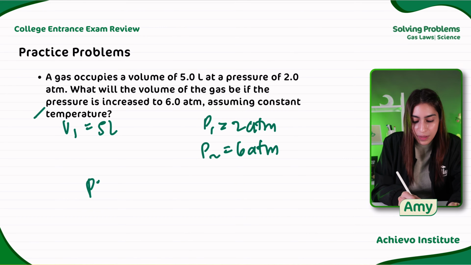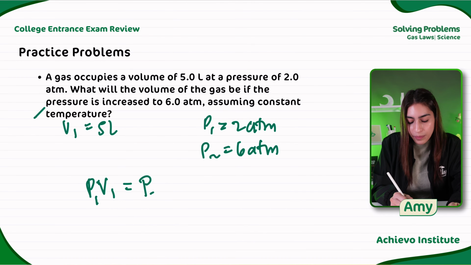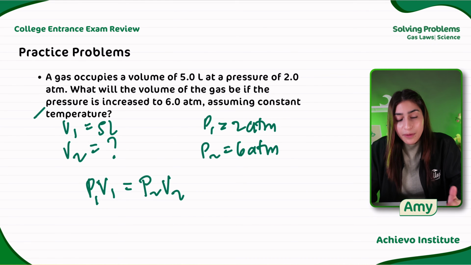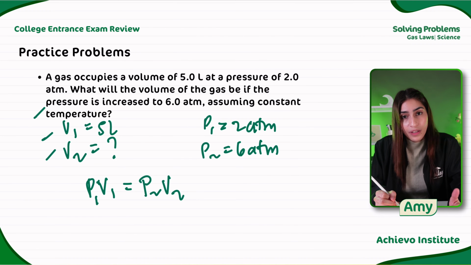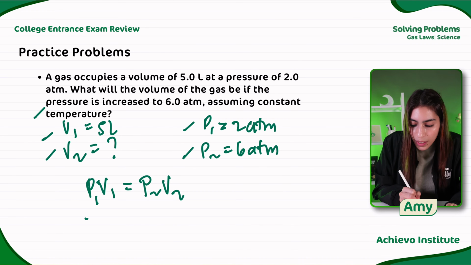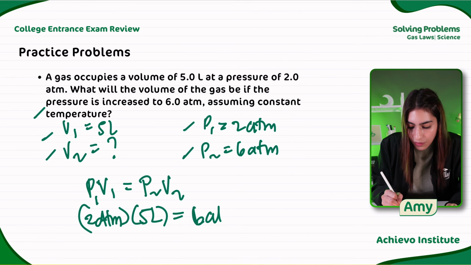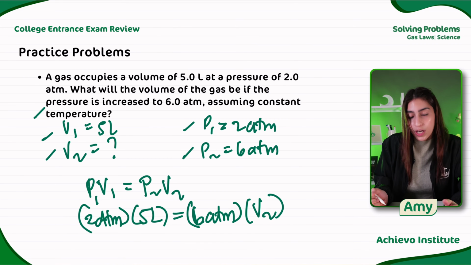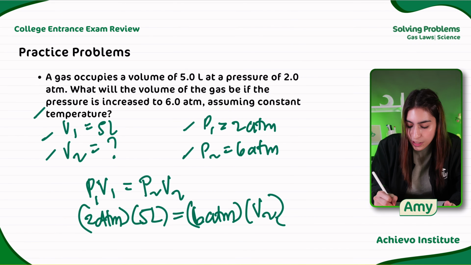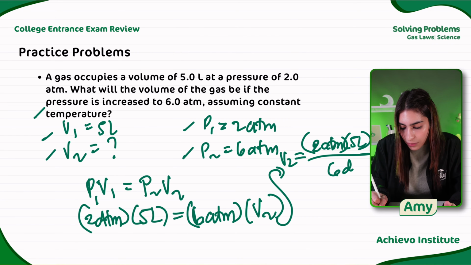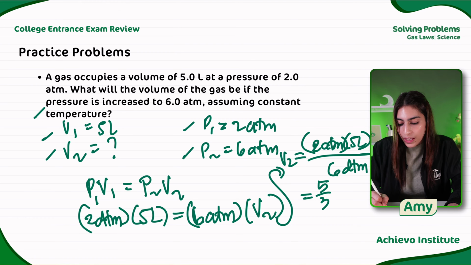Boyle's law is P1 V1 is equal to P2 V2. That works out because for this case, we're looking for our V2. So we just plug in since we've already identified our values for V1, P1, and P2. So P1 is 2 atmosphere times our V1, which is 5 liter. P2 is 6 atmosphere times our V2, which is what we're looking for. So just solve this equation. We just transpose. So V2 is going to be equal to 2 atm times 5 liter all over 6 atmosphere. So our answer is 5 over 3, or that is 1.67 liter.